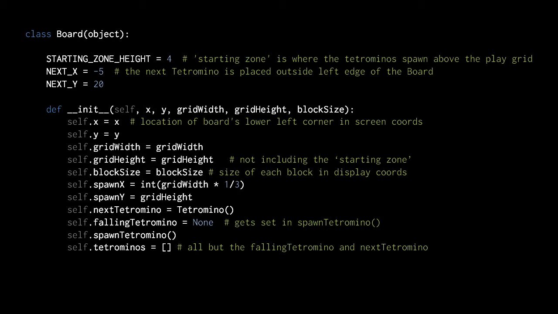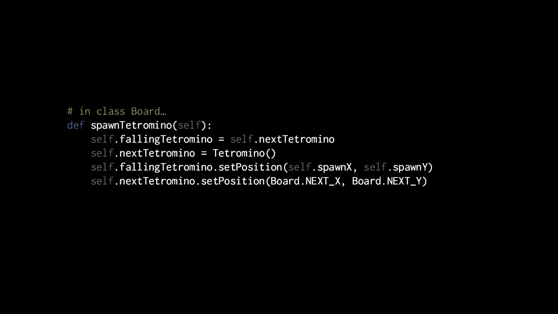We also have properties for holding the currently falling Tetramino, the Tetramino that will fall after that, and all other Tetraminos in a list. The falling Tetramino and next Tetramino properties are configured by the spawn Tetramino method, and the Tetramino list starts out empty. Spawn Tetramino is not just called in the constructor, but also every time a new falling Tetramino is needed. The next Tetramino becomes the falling Tetramino, and a new Tetramino is created to replace the next Tetramino. Both Tetraminos are then positioned, the falling Tetramino in the starting zone, and the next Tetramino off to the left of the board.